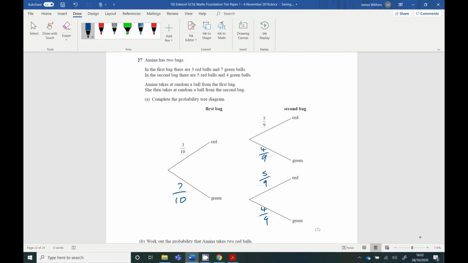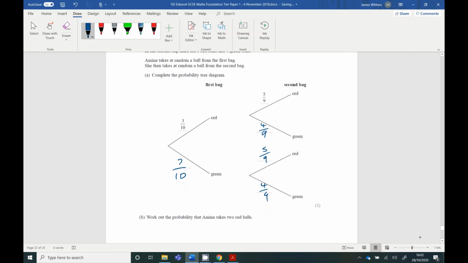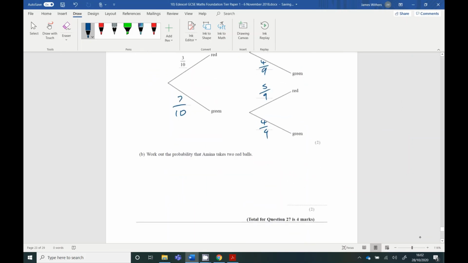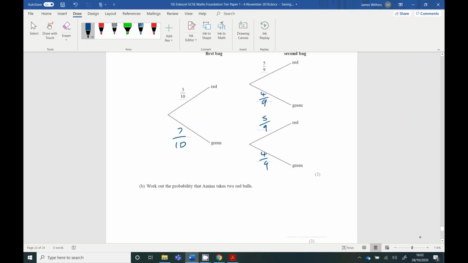Now for part B, work out the probability that Anna takes 2 red balls. Okay, so 2 red balls. So we need to work out the probability of a red followed by a red. Now the probability of a red with my first pick is 3 out of 10, and then with my second pick is 5 out of 9. So to multiply fractions, just top times top, bottom times bottom. Now that's 15 out of 90.